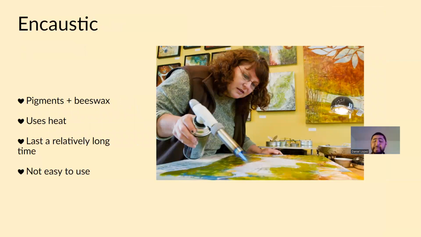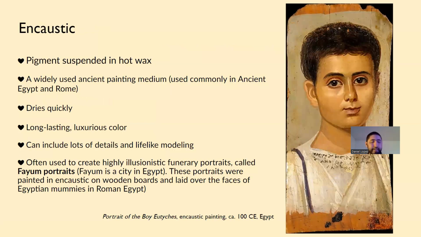Encaustic. Okay, so this is something I haven't used, and I've never known anyone who used it personally, but that's because it's not easy to use, as it says here. But it's pigments and beeswax, and you use heat in order to liquefy it and make it bind to the canvas. It can last a long time, as you can see here.